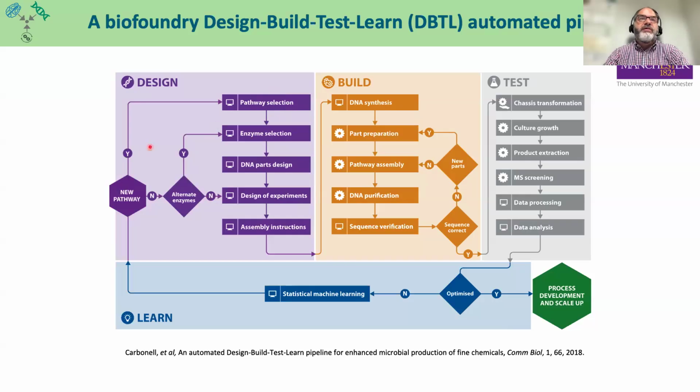So typically you start with the design by looking at the pathways, the enzymes, the DNA parts, the design of experiments, and then you move into the build, where they are assembled, and then to the test part, where the cultures are grown, the strains are tested, for instance, using mass spec or other omics technologies. And all of this data is fed back into the learn part for deciding, for instance, if you want to switch to another pathway or to alternate enzymes.